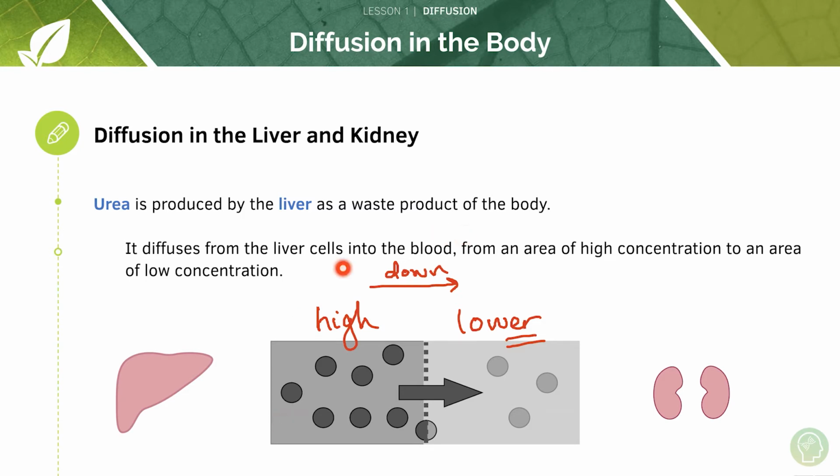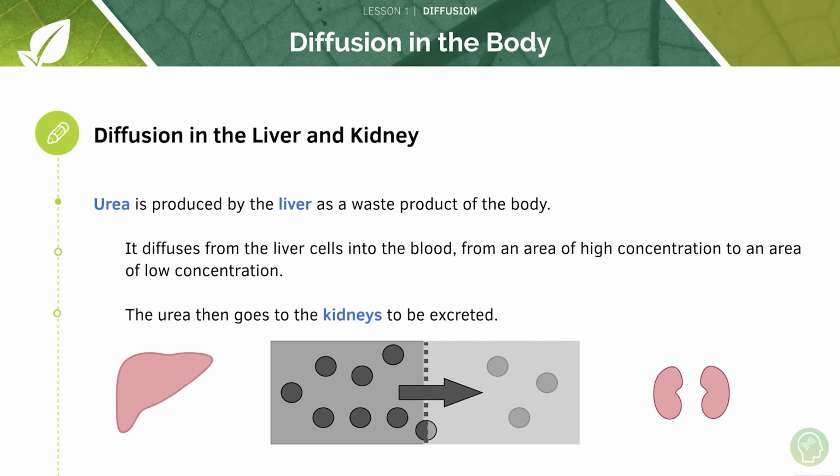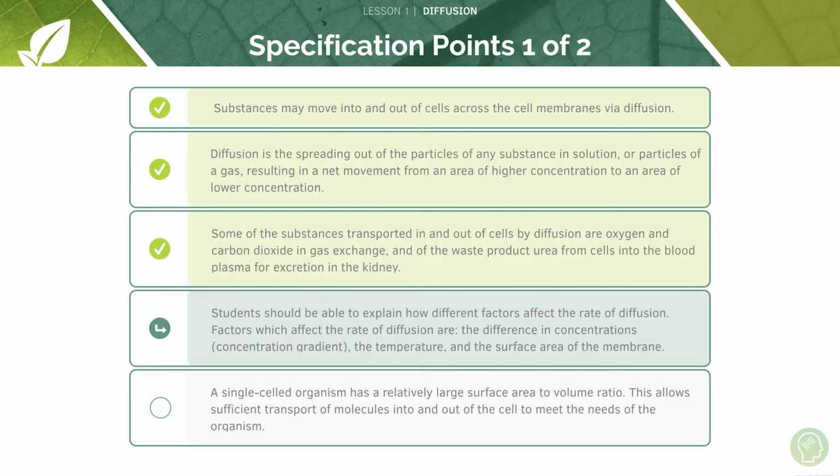Okay, so anytime you're confused about this, just make sure we're always going down the concentration gradient, so from high to lower, or higher to low. Understand? Okay. So the urea then goes to the kidneys via the bloodstream to be excreted. So you can see those were some examples of how diffusion may occur in the body.